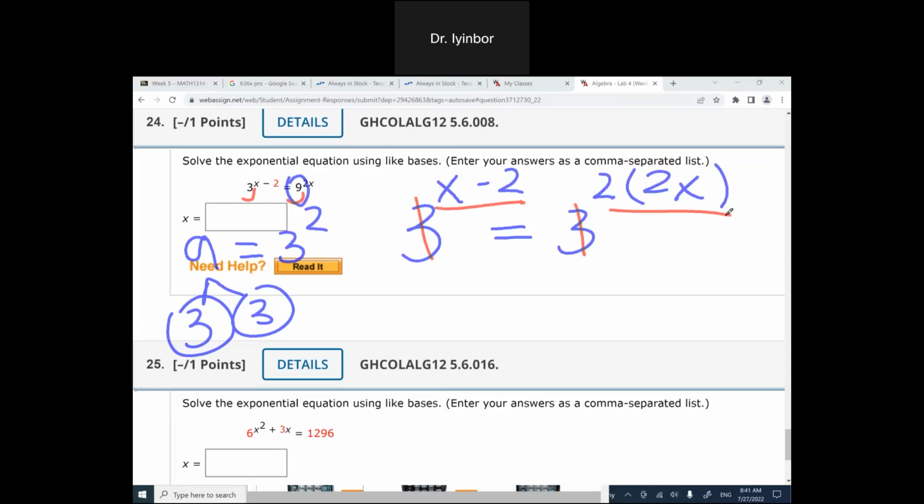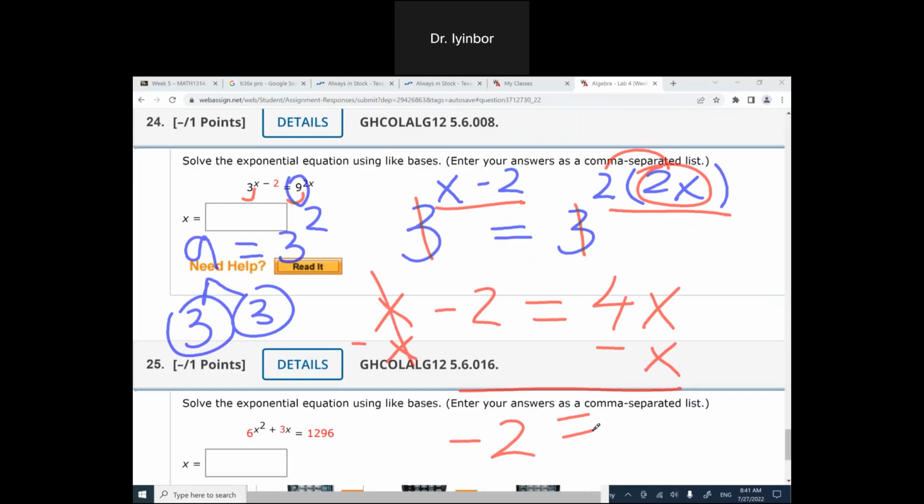So I'm going to write x minus 2 equals, now here, because this is one term, you just multiply by 2, so it's going to be 4x. So x minus 2 equals 4x. How do you solve that? Just subtract the x on the other side, and you get negative 2 equals 4x minus 1x, which is 3x. And then divide by the number in front of x to get 1x. Divide by 3.